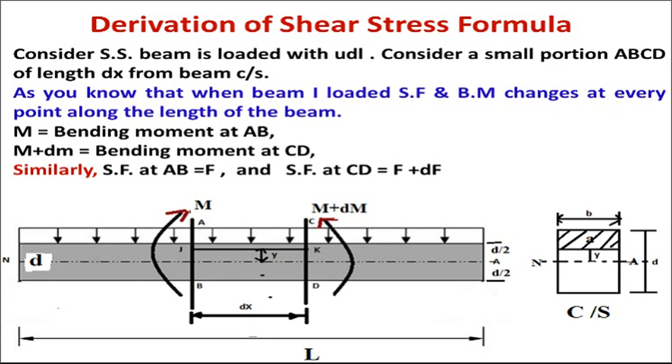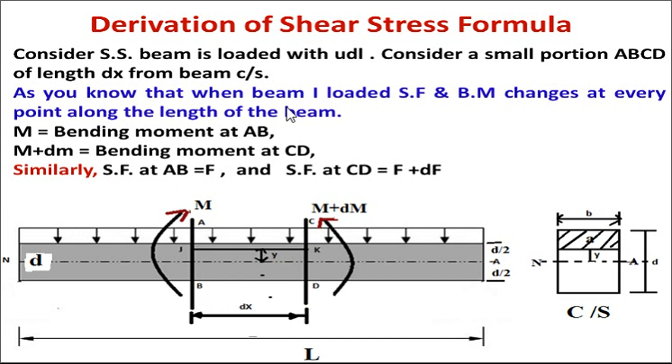Initially, consider a simply supported beam. This is the beam, simply supported and loaded with UDL. If any beam is loaded, it will bend. Consider a small portion ABCD of length dx from the beam cross section. So here, AB and CD: this small cross section I have considered for derivation, whose length is dx.